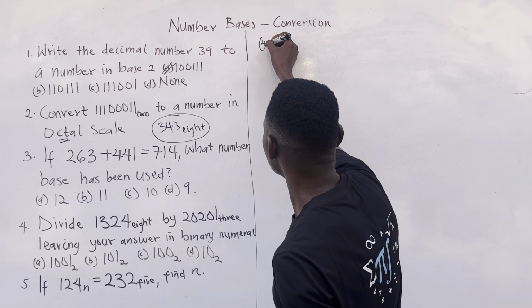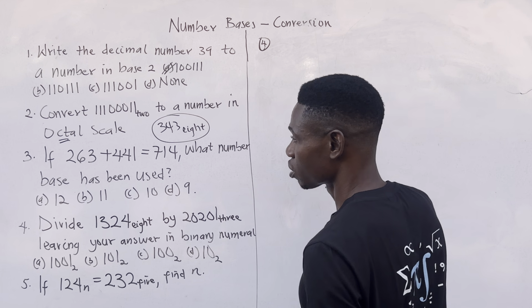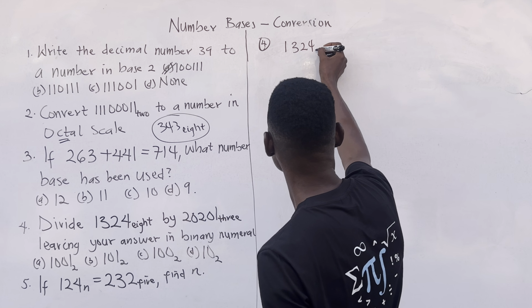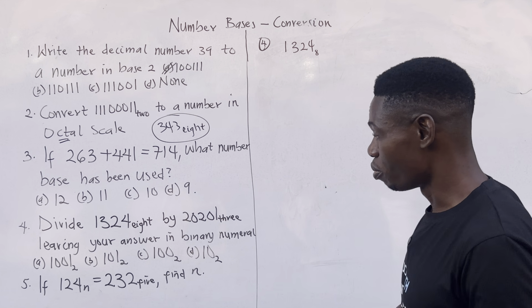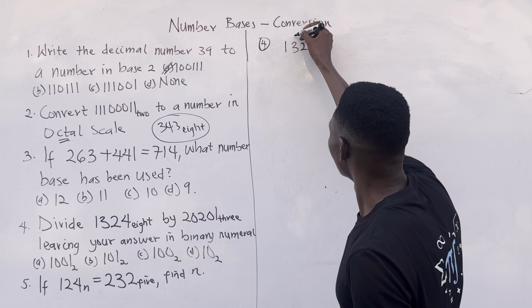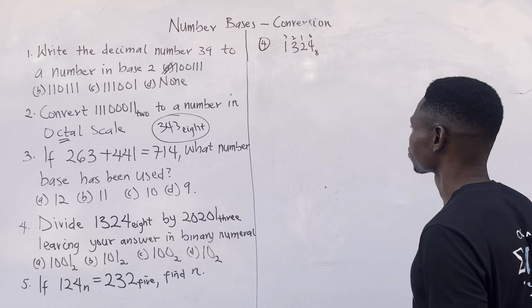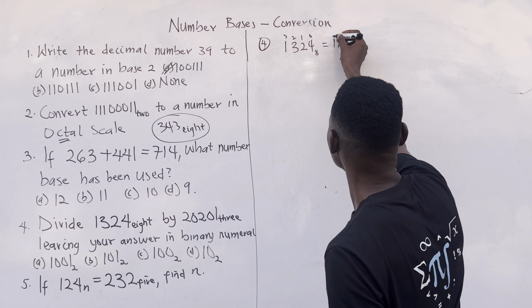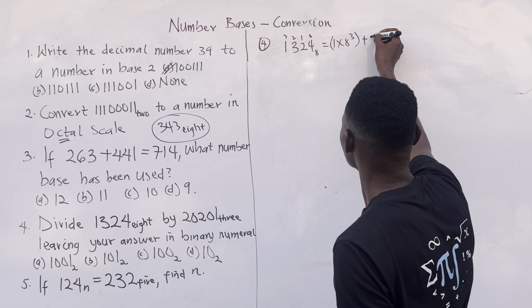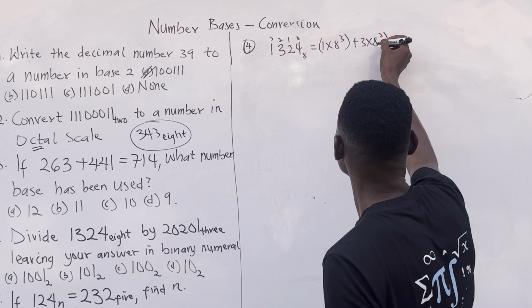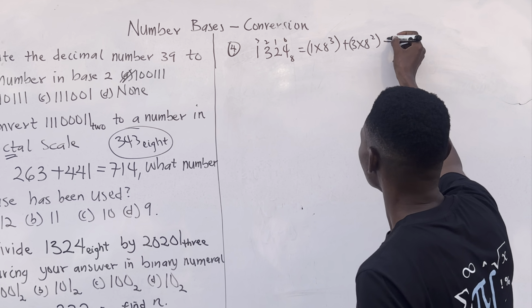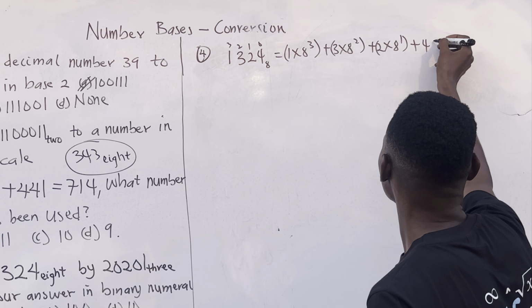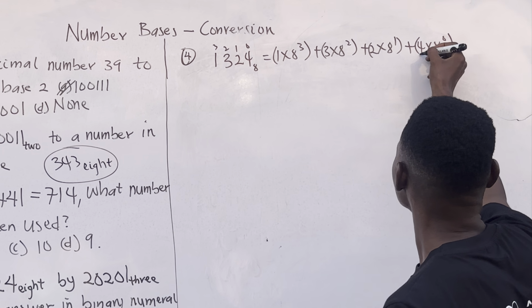So for number 4, we first of all have 1, 3, 2, 4 in base 8. Let's convert it to base 10 quickly. So remember our 0, 1, 2, 3. So this gives us 1 multiplied by 8 raised to the power 3, plus 3 multiplied by 8 raised to the power 2, plus 2 multiplied by 8 raised to the power 1, plus 4 multiplied by 8 raised to the power 0.